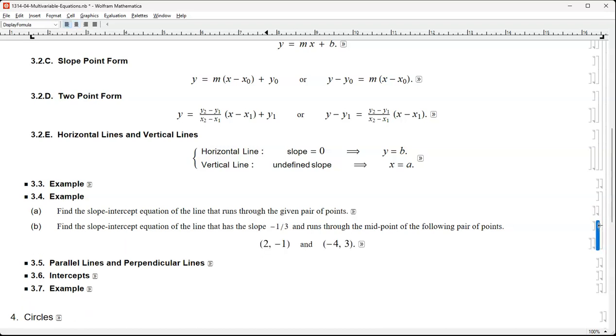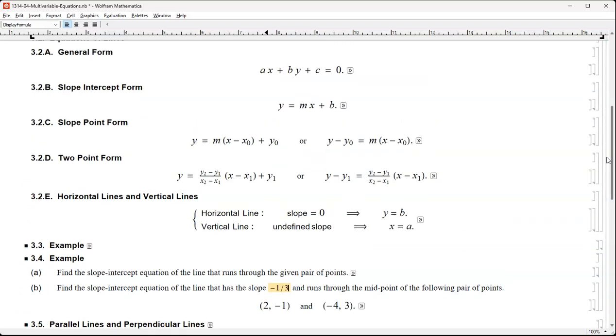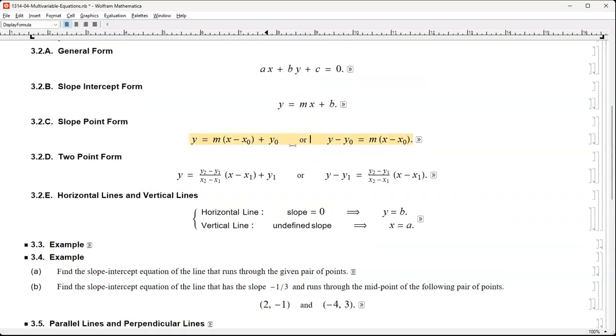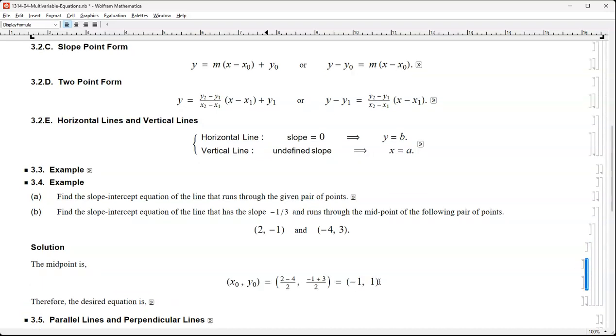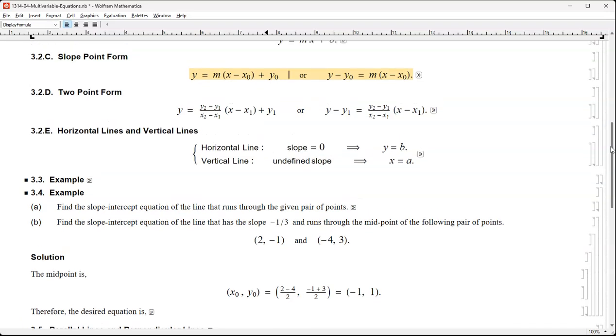How about this? Find the slope-intercept equation of the line that has slope negative 1/3 and runs through the midpoint. So slope negative 1/3, and then the point is this one, slope point formula, but that point is neither 2, -1 nor -4, 3. It is the midpoint of the two. So the midpoint is the average point, -1, 1, and then you can use the slope point equation for that. x0 is -1, y0 is 1, and m is the slope, negative 1/3.